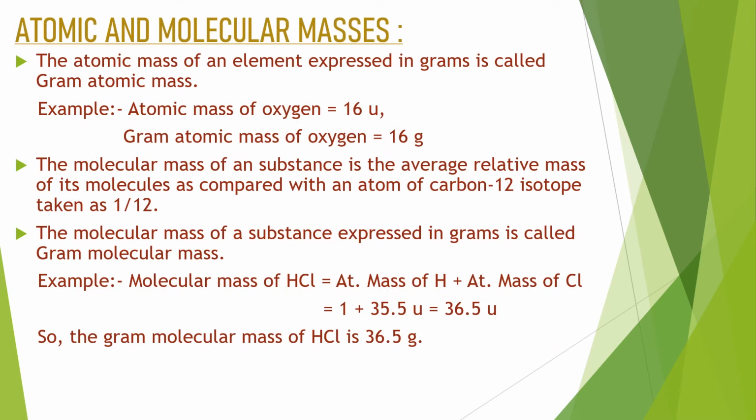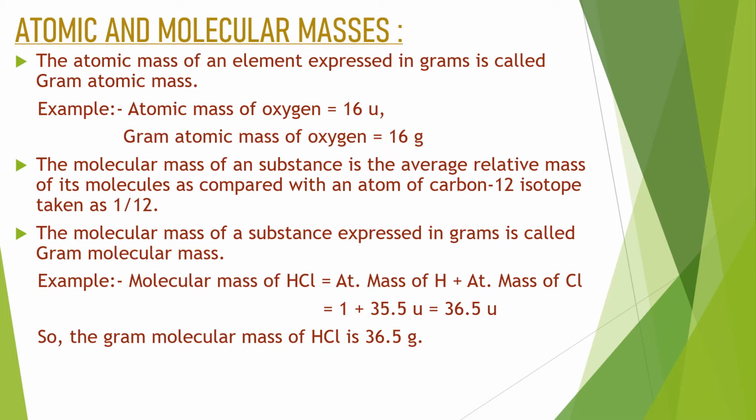So there are some more terms in masses. The atomic mass of an element expressed in grams is called gram atomic mass. Suppose, for example, the atomic mass of oxygen is 16 u. So when we are asked to write down the gram atomic mass of oxygen, it will be 16 grams.